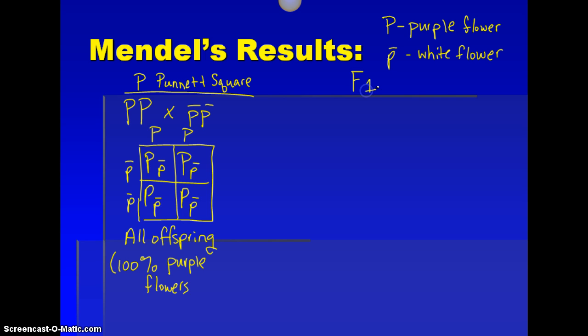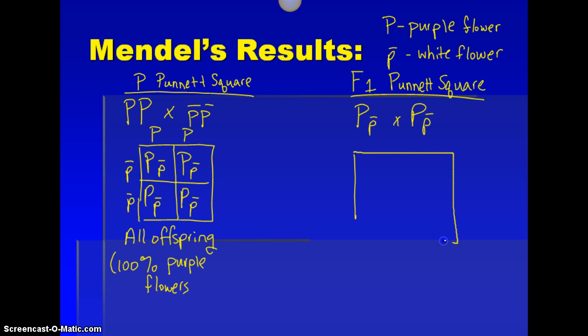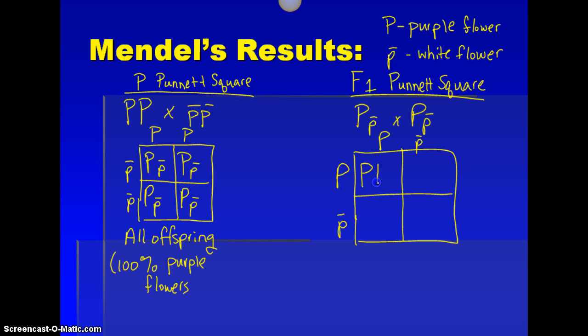Now we're going to do the F1 Punnett square. In your notes packet, it says F2, so please change that to F1. He then allowed this plant here to self-pollinate. So it's going to end up being big P, little p, crossed with big P, little p. Parent 1's information goes across the top, parent 2's information down the side, and then we pull the letters in just as we did before.